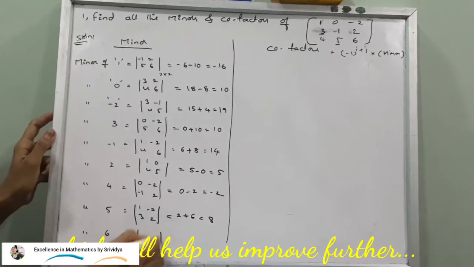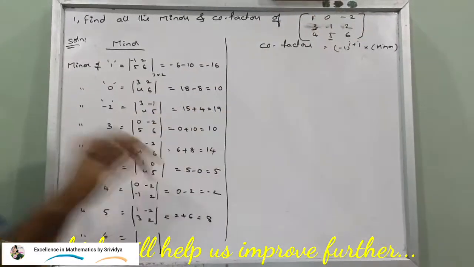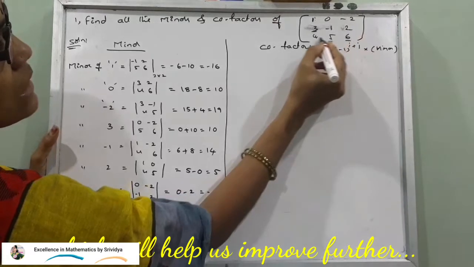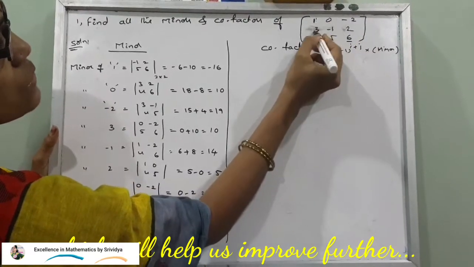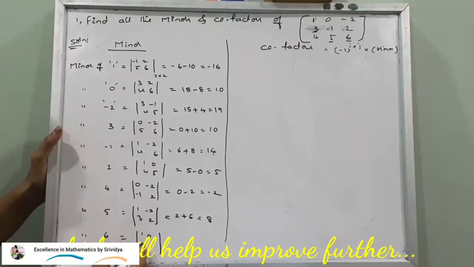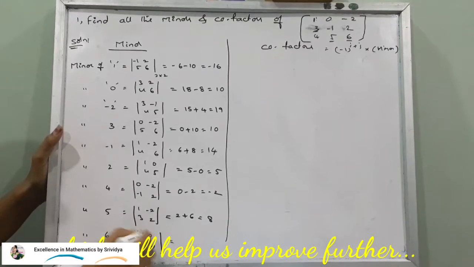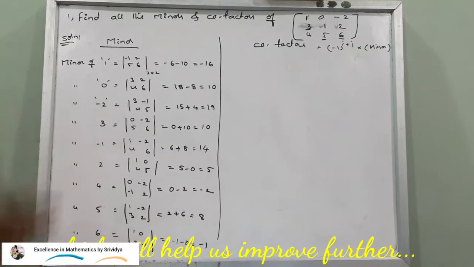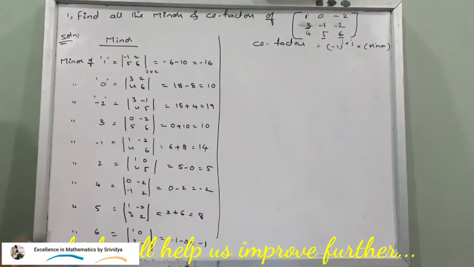Minor of 6: 6 is in the third row, third column. Now eliminating these two, we get 1, 0, 3, minus 1, which is equal to minus 1 minus 0, which is minus 1. These are the minors of the given matrix.